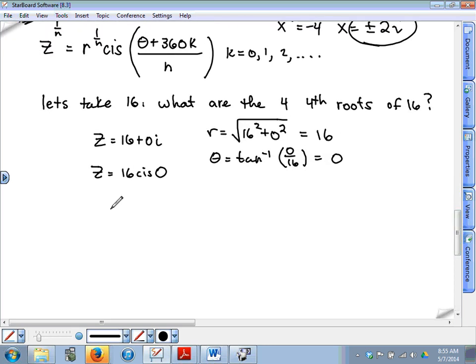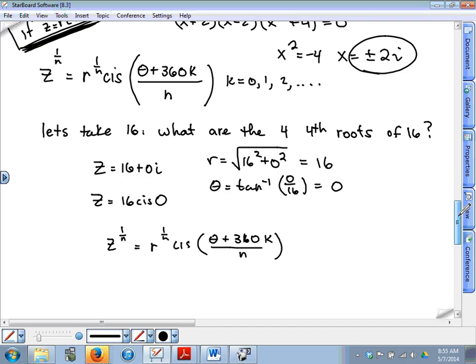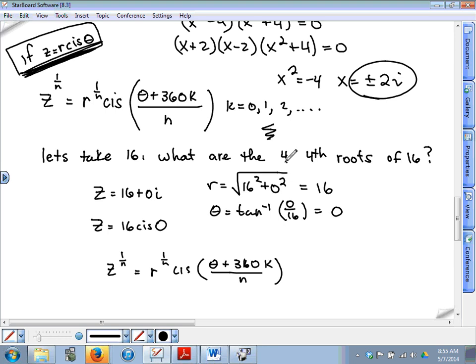Now use the formula. z to the 1/n is equal to r to the 1 over n CIS theta plus 360k divided by n. Go back up a step. You don't use an infinite number of k values. You only use a specified number of k values, n minus 1 k values.